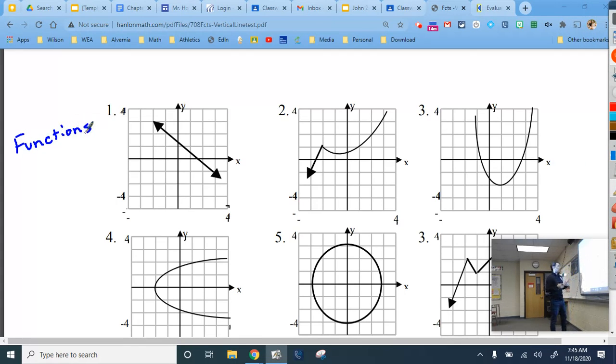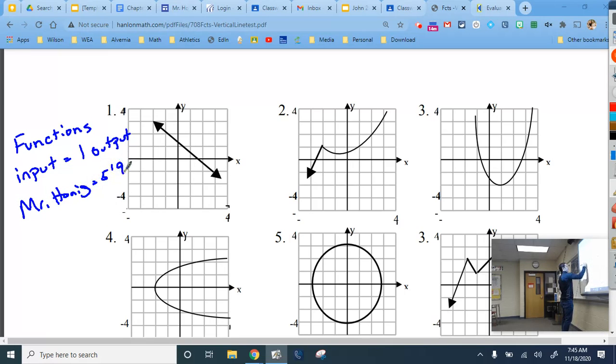And from prior lessons, what we talked about was that for every input, there is only one output. Okay. So a lot of times we talked about this in context of height and how tall you currently are. So if I'm looking at Mr. Honig's height currently, I'm 5'9". I am always at this moment in time 5'9". I can't simultaneously be 5'9" and 6'2". I would love to be, but I'm not. Okay, so this would delineate that we would not have a function in that case.